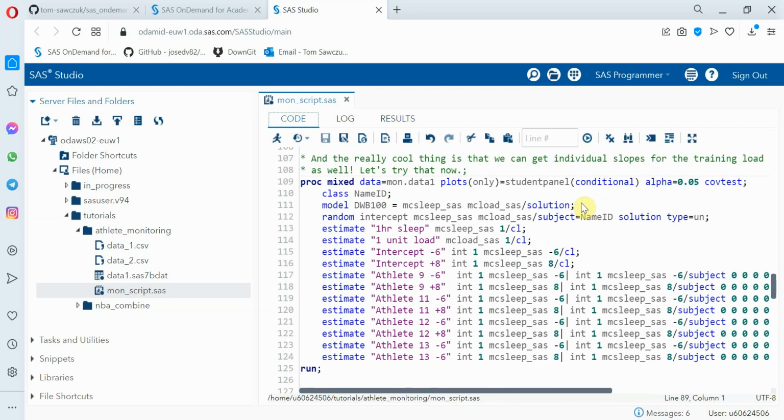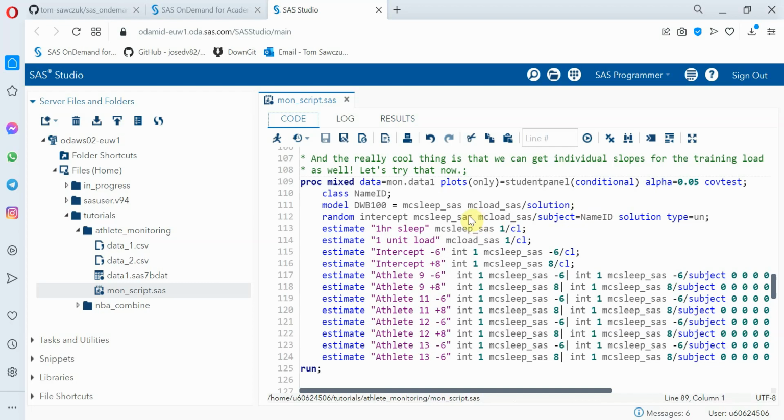So now that we've included training load in the model, why don't we try and get an individual slope for every athlete? So rather than just having their slope account for sleep and be steeper or shallower depending on how much they respond to sleep, why don't we consider how well they respond to training load as well and have a more complete picture of the slope that they should have?